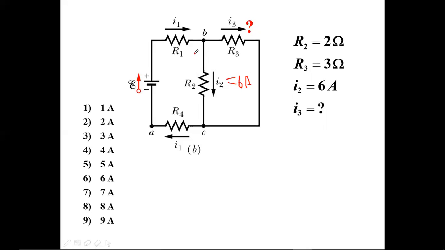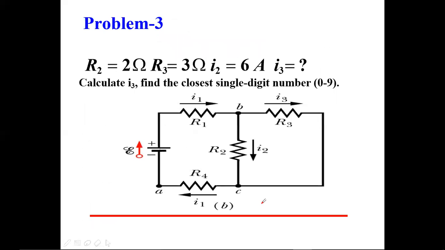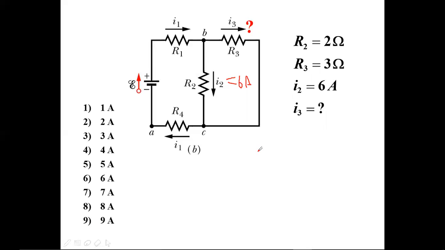Did he give R1? No, R1 isn't given. R2 and R3 are given. R2 how much? 2 ohms. Next, R3, how much? 3 ohms, right?